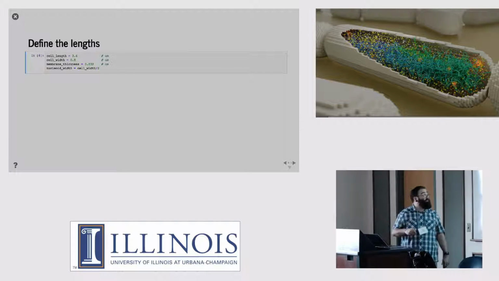So we're going to define our lengths, 3.6 microns, 0.8 microns. Thickness is going to be a lattice spacing, and the width of the nucleoid region is going to be half the cell length.